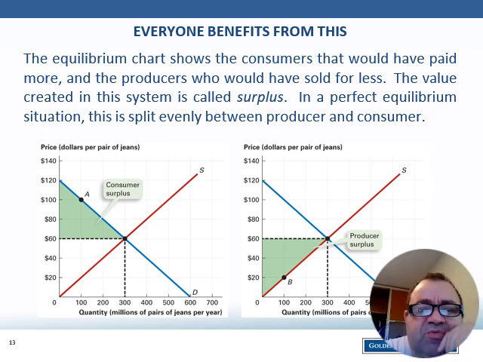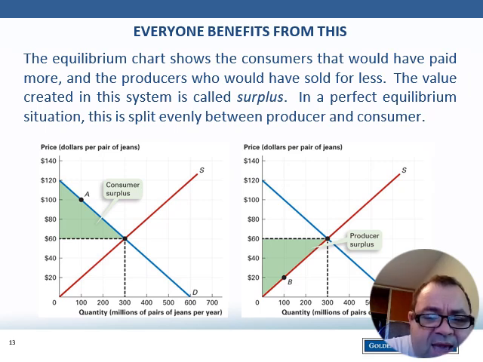And in this equilibrium, everyone will benefit from this. We are going to see a consumer surplus here. What that means is there are all the people here who are willing to pay a higher price than the equilibrium price, and all these combined at these quantities is going to cause some type of consumer surplus.